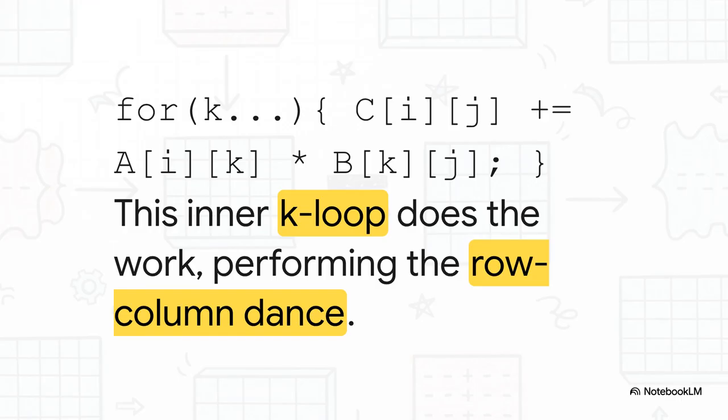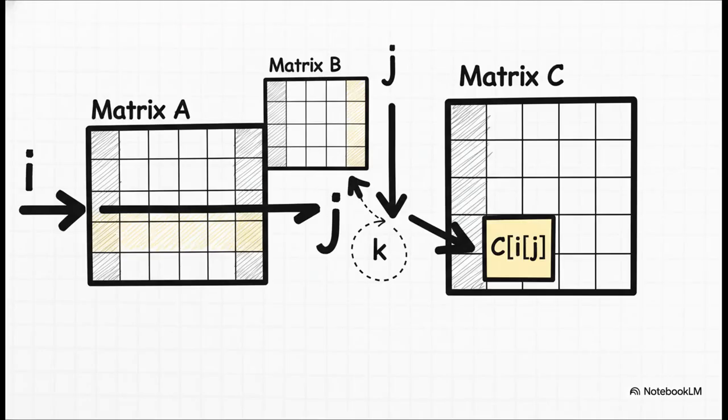Now, once I and J have picked a spot, the inner K loop gets to work. This is the loop that actually performs the row-column dance. It zips across the selected row in matrix A and down the selected column in matrix B, multiplying the elements and adding the result to our total for that one specific cell. So to put it all together, it's a perfect system. The I variable locks in a row for matrix A. The J variable locks in a column for matrix B. And then the K variable is the worker that travels along that row and down that column, doing all the math. It's a beautiful little machine.